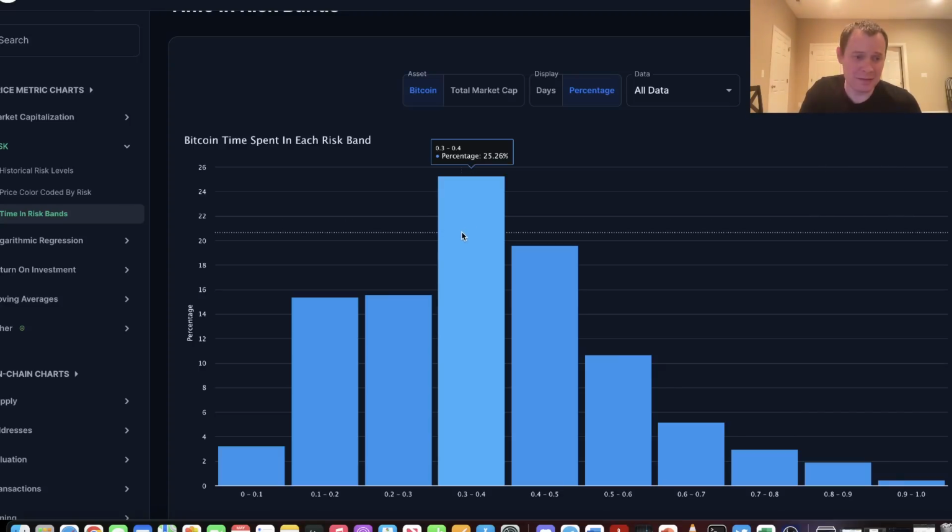We spend the most amount of time in it. And you have half the people calling for a capitulation and half the people calling for another rally. And we just kind of have to be patient.